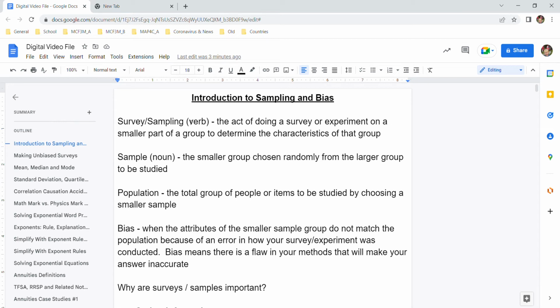And when we do this sampling on a population by choosing a sample, we want to make sure to avoid bias. Bias is when the attributes of the sample that you chose don't match the population because of some error, either in how you conducted your survey or the questions you asked. Something about how you did your experiment was incorrect and created an inappropriate result. Bias means there's some sort of flaw. That means your answers don't accurately match who you're studying.